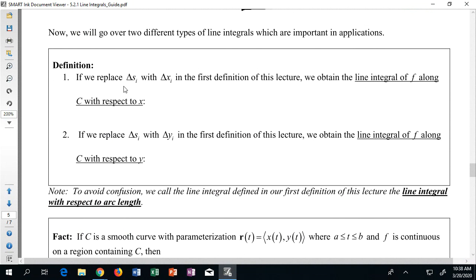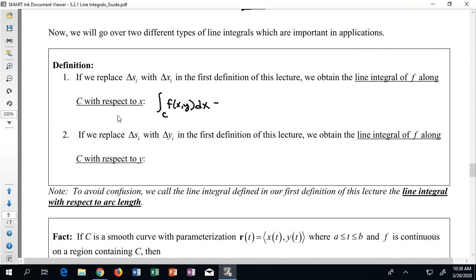Let's suppose that we were to go back to the line integrals that we had talked about in the previous videos, and maybe we replace that delta s_i with a delta x_i. Maybe instead of breaking up the curve C into little bits of arc length, we broke it up just into x directional changes. Well, this would then allow us to obtain a line integral of f along C, but with respect to x. Ultimately, we would get something that just looks like the following.